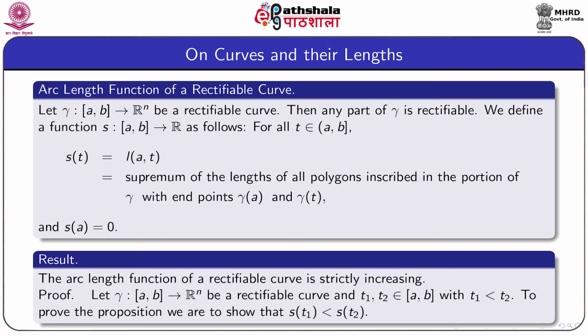One result here: the arc length function of a rectifiable curve is strictly increasing. The proof. Let gamma from the bounded closed interval [a, b] to R^n be a rectifiable curve, and we select two points t1, t2 from [a, b] with t1 less than t2. Let us also consider t1 is greater than a. To prove the proposition, we are to show that S(t1) is less than S(t2).